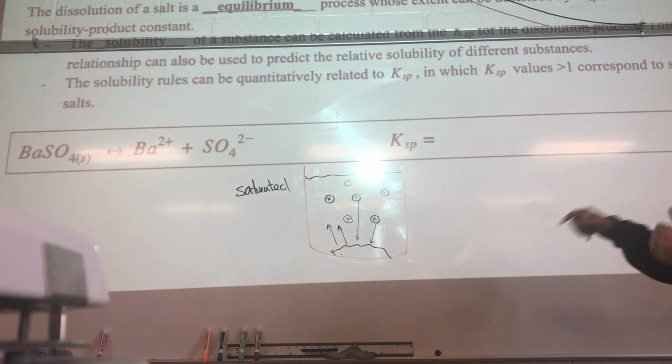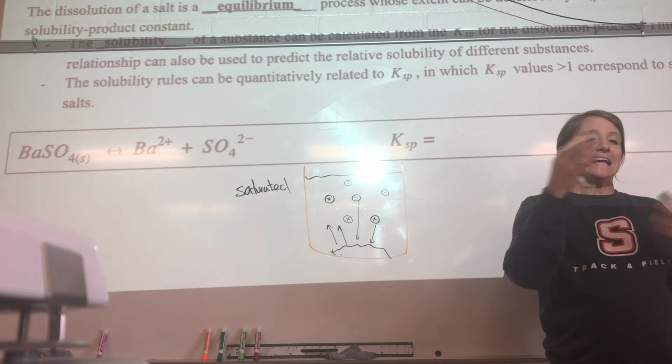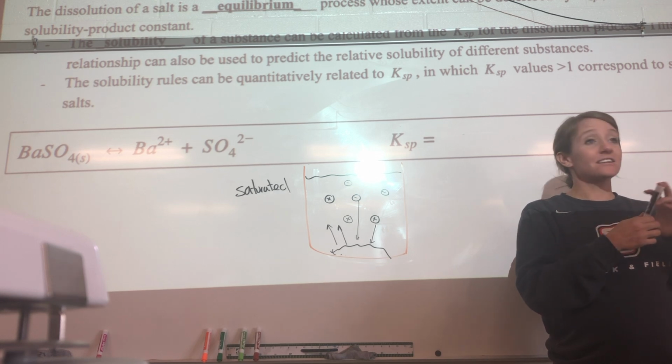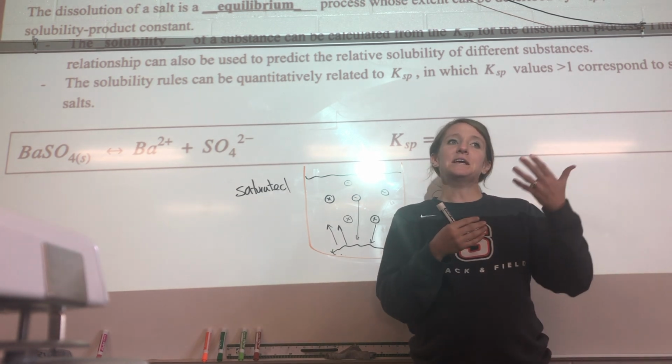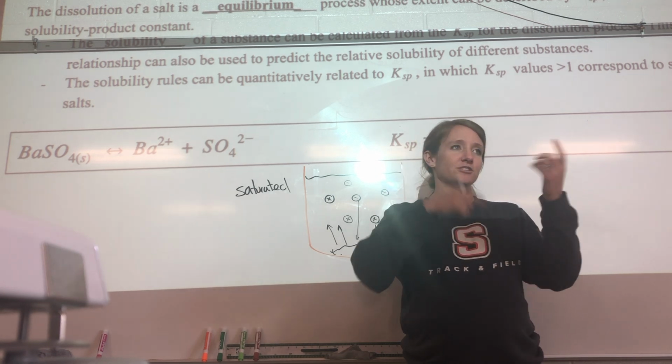Because in order to have an equilibrium system, you have to have both parts. Does it have to be saturated for it to be at equilibrium? Yes. Good connection, Calvin. You have to be saturated to be at equilibrium. If you're not saturated, you're not at equilibrium because it's not changing places.